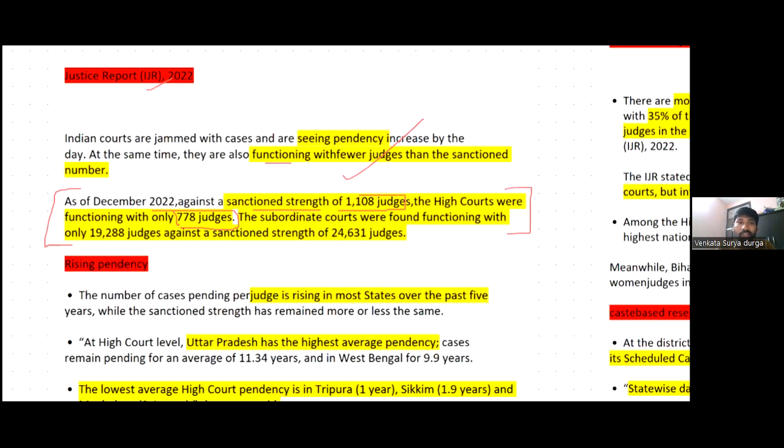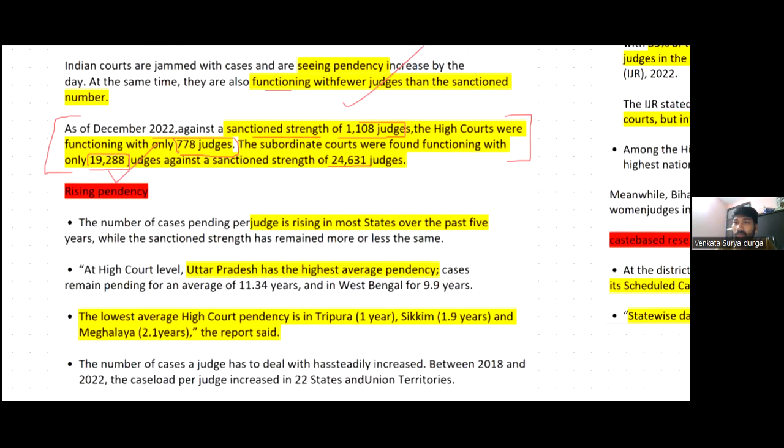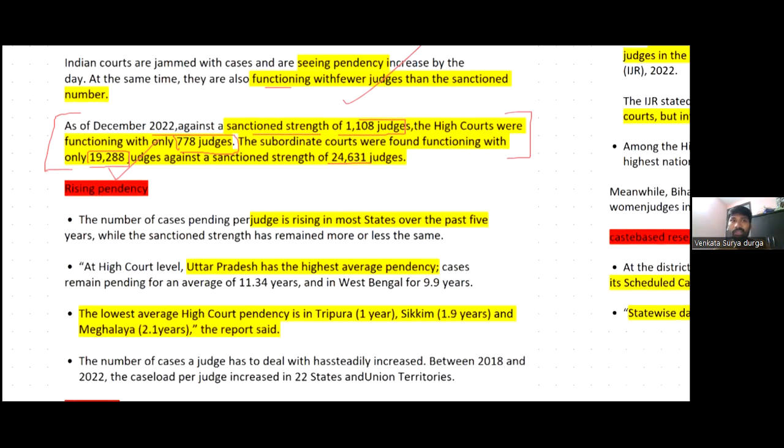But when it comes to subordinate courts, the actual number of judges is 19,288 against the sanctioned strength of 24,631 judges. When you are writing an answer on judicial pendency of cases, because that is very important as far as UPSC Mains is concerned, you just mention such data, even in the introduction, so that the answer is more effective and you gain more marks, right? So you just note down the data.